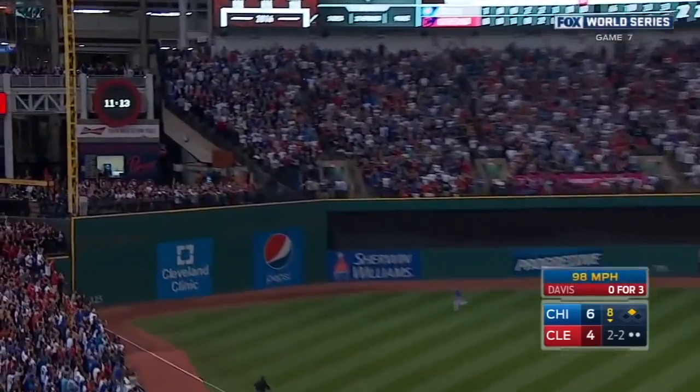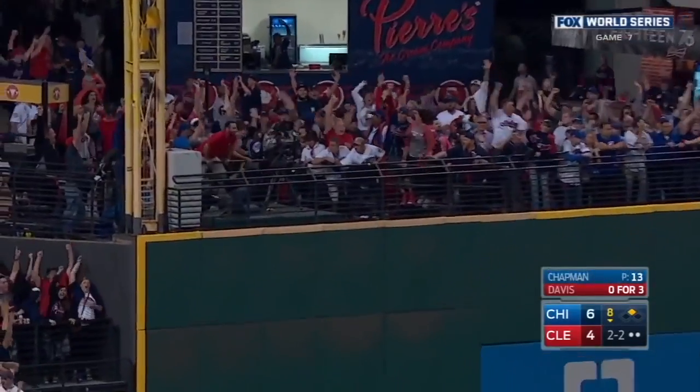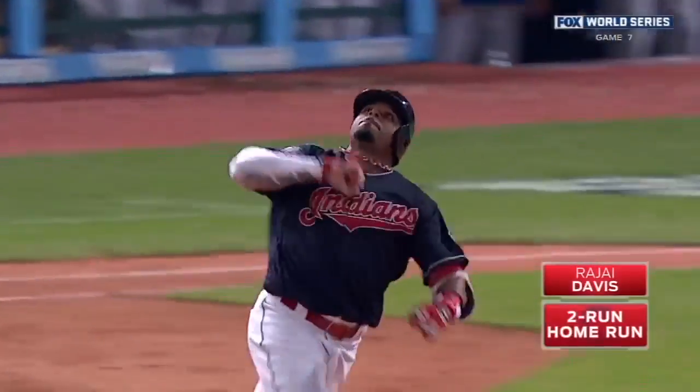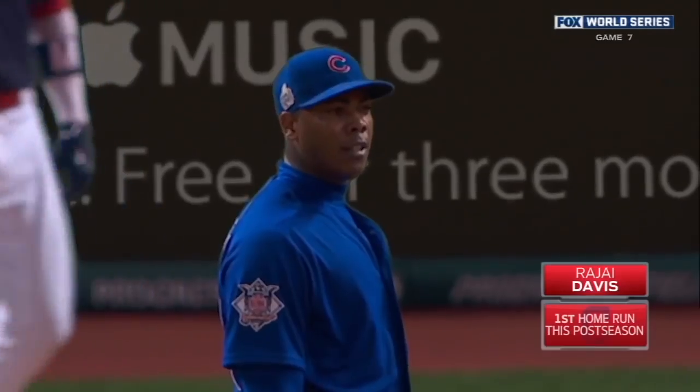Drive into left! At the wall, it's gone! Tie game! Rajai Davis! 6-6!